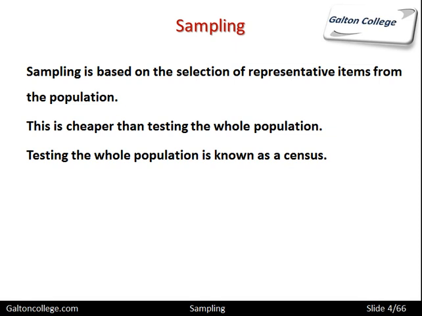If we test the whole population, that's known as a census. So a census is when we look at the whole population, the population of cars in the country, or the population of carrots grown by farmers, or the population of school children, or the population of whatever it is we're looking at. So if we take the whole population, it's the census. It's a census of that particular attribute we're interested in, or that particular variable we're interested in.